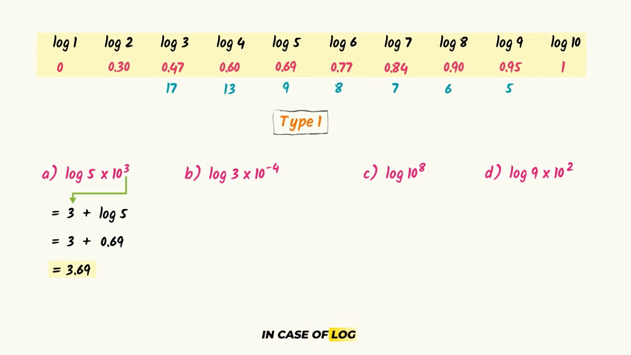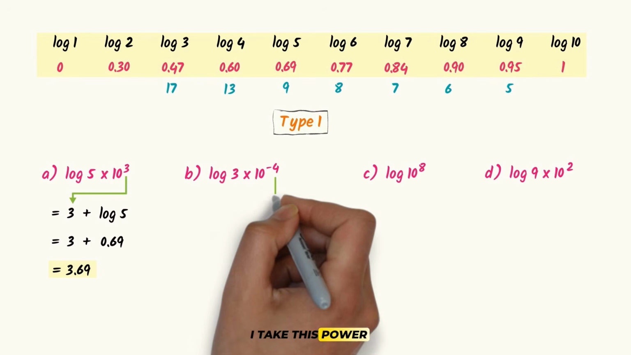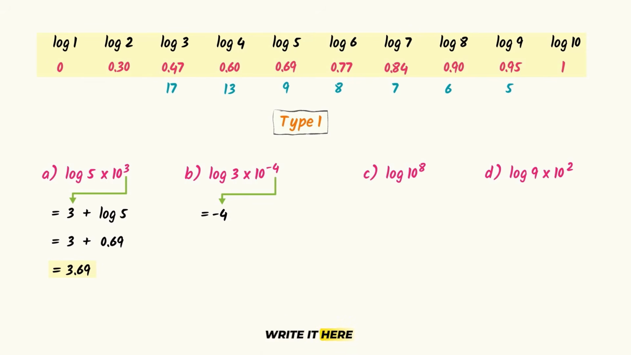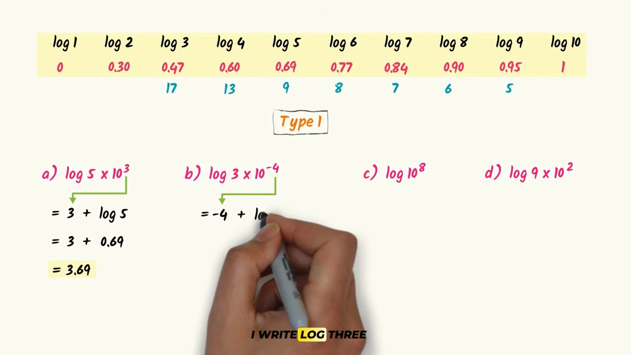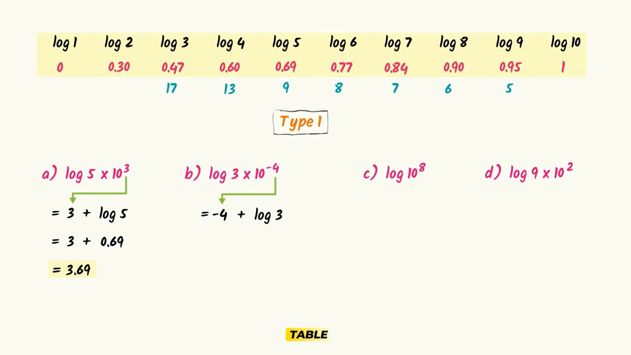In case of log 3 into 10 raised to the power negative 4, I take this power negative 4 and I write it here. Plus the remaining part is log 3. According to the log table, log 3 is equal to 0.47. I write minus 4 plus 0.47. After calculation, I get minus 3.53. Thus log 3 into 10 raised to the power negative 4 is equal to negative 3.53.